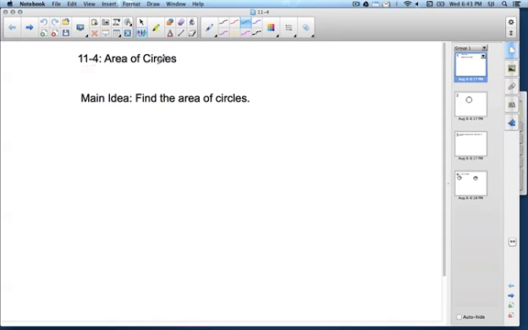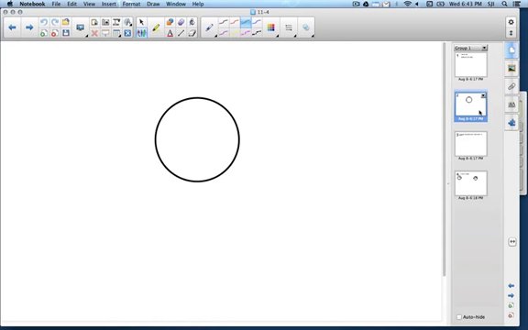11-4, Areas of Circles. The main idea of this lesson is to be able to find the area of circles. Real quickly before we start the lesson, I'm going to review a few key vocabulary words for you.